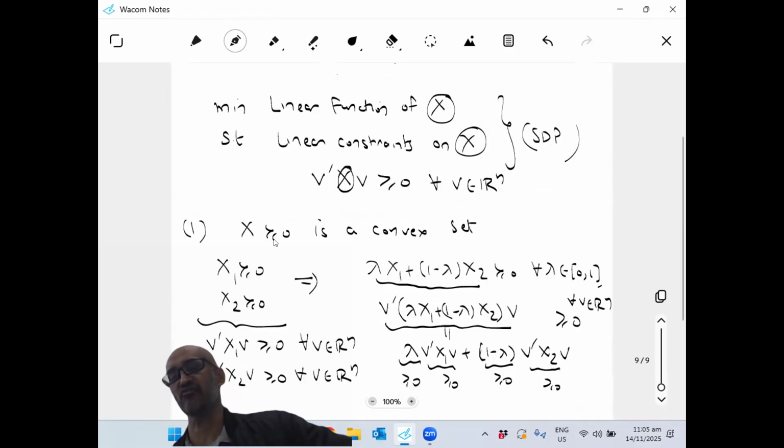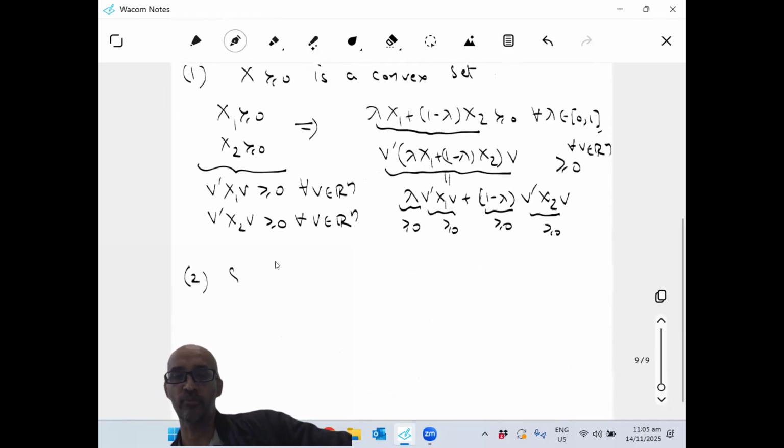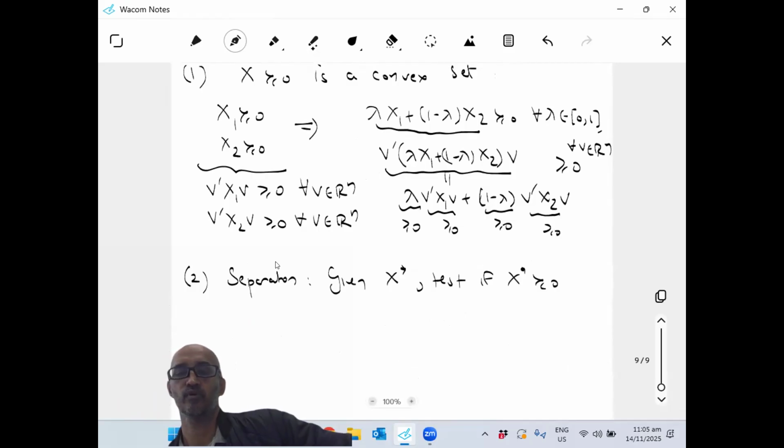So let's ask ourselves, what's the separation problem here? So separation here is what? Given X star, test if X star is positive semi-definite, and if not, find a separating hyperplane.